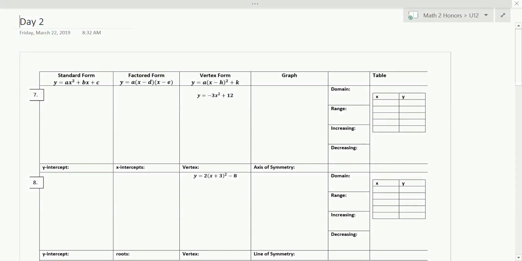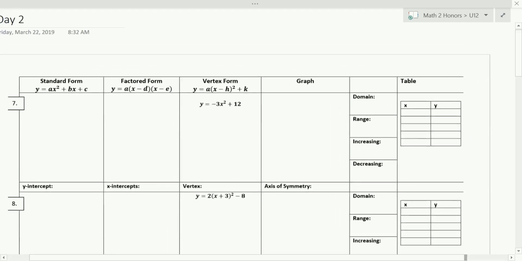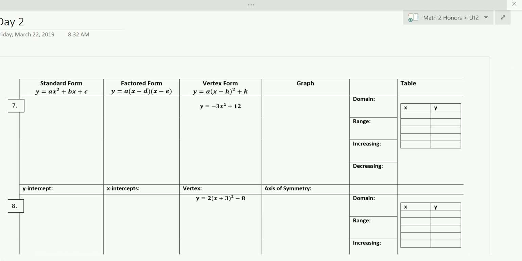Alright, so let's pick up now, let's do number 7 together. I'm going to go at your pace. You have some experience doing these already. And if you're going the wrong direction, I'll let you know. But we're given vertex form at y equals negative 3x squared plus 12. We need to fill in all the other pieces. So, what do we want to do?